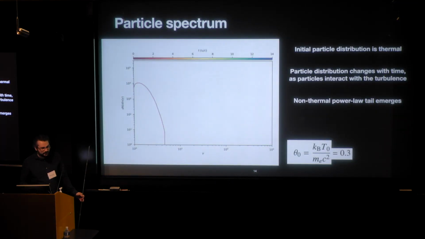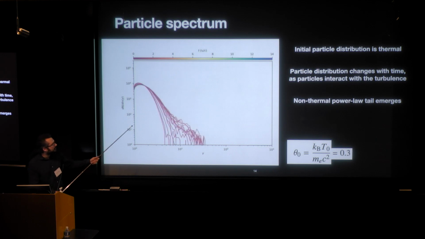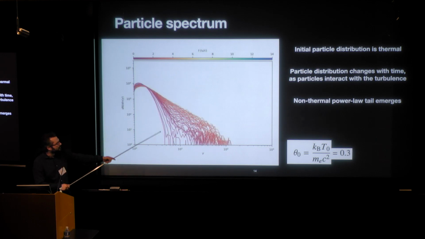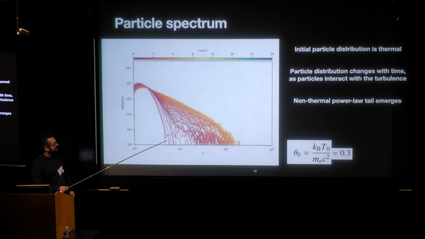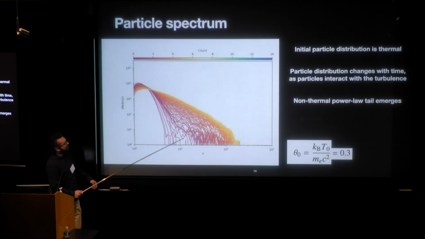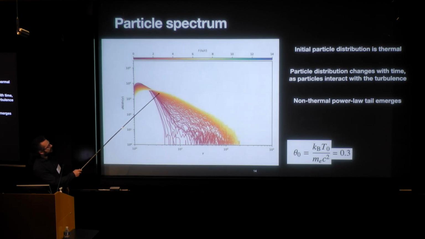So what happens statistically with particles as a whole? In the beginning, we have this thermal distribution of the particles of some temperature, and then this beautiful power law tail forms that I was talking about in the beginning.